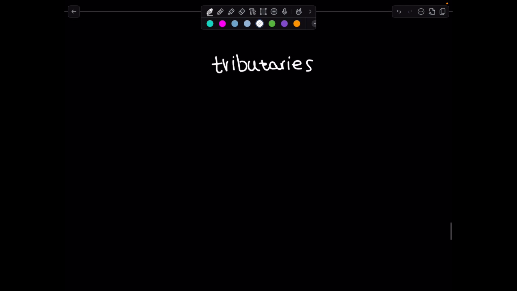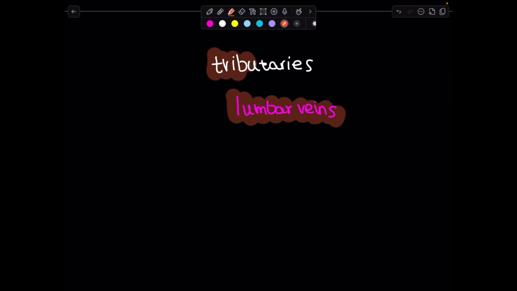Its tributaries, the veins draining into it, include common iliac veins from the pelvis and legs, lumbar veins from the posterior abdominal wall, renal veins from the kidneys, right suprarenal vein, left drains to renal vein, right gonadal vein, left drains to renal vein, inferior phrenic veins from the diaphragm, hepatic veins from the liver. These collect blood from abdominal and pelvic organs. Want me to clarify the IVC's?